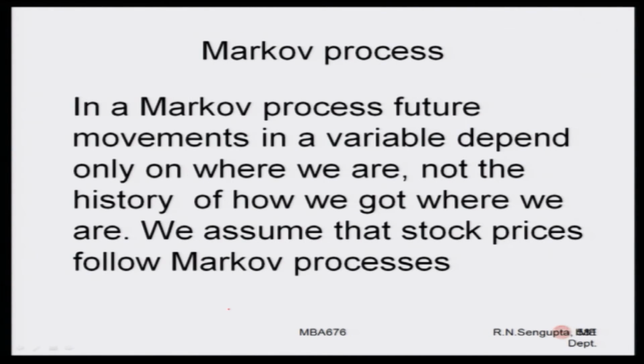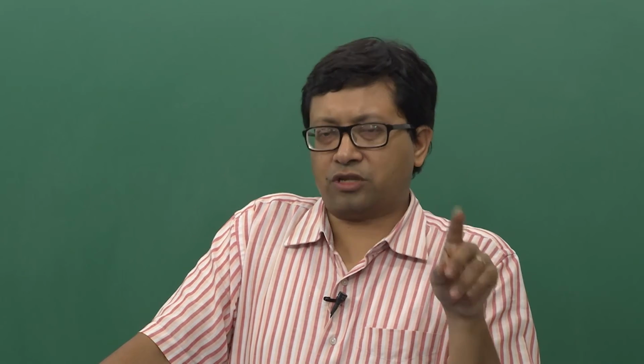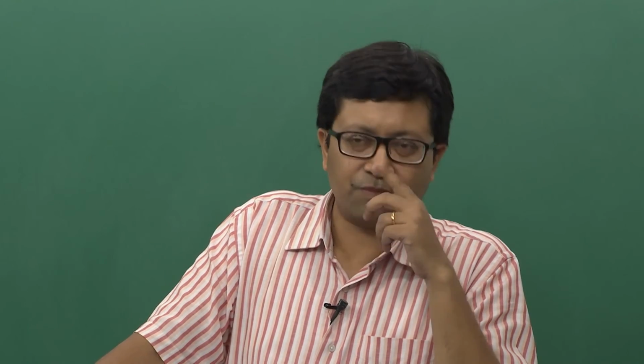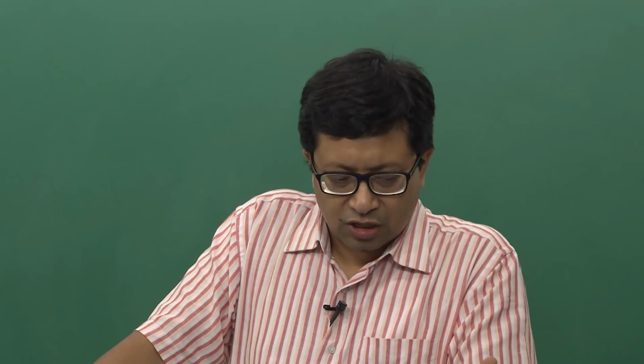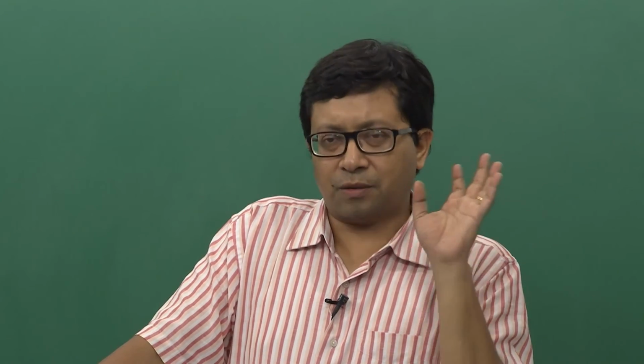In a Markov process, future movement in a variable depends only on where we are, not on the history of how we have reached there. We assume that the stock prices follow a simple Markov process in the sense that, as I mentioned, it is a one step process or two step process. We will consider the first order or one step process, in the sense that whatever the price is today has all the information, all the prices which have happened in the past, and all things are subsumed in the price of yesterday, which means if it is the 12th of July 2015, we will consider all the information of the stock prices available on the 11th of July 2015.